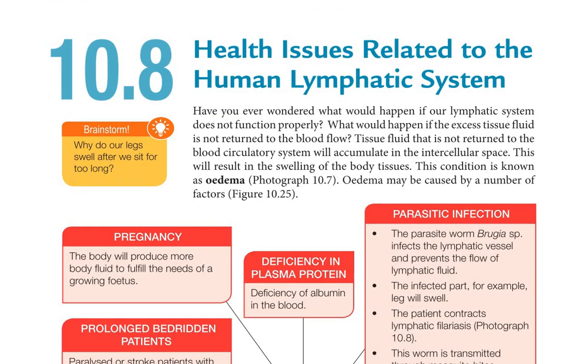Okay, so have you ever wondered what will happen if our lymphatic system does not function properly? What will happen if the excess tissue fluid is not returned to the blood flow? The tissue fluid that is not returned to the blood circulatory system will accumulate in the intercellular space. This will result in swelling of the body tissues. This condition is known as edema.